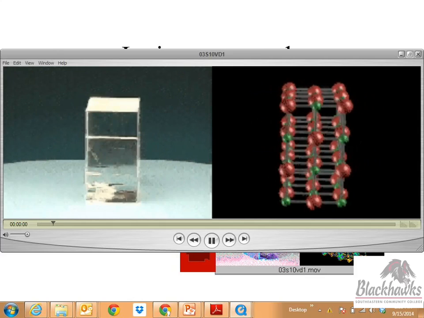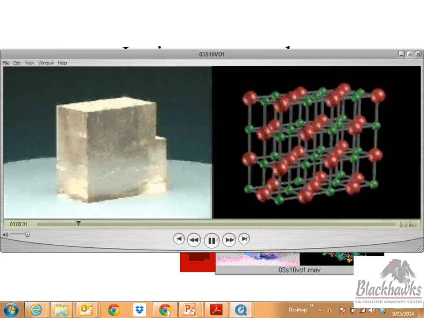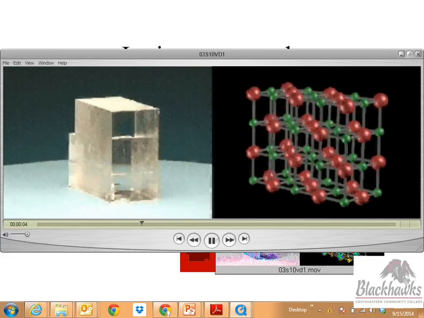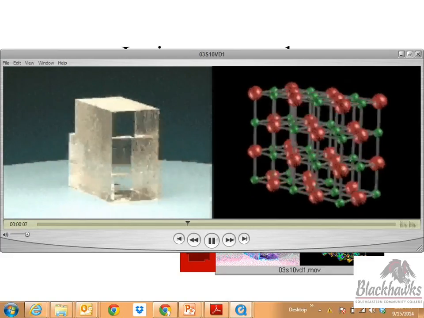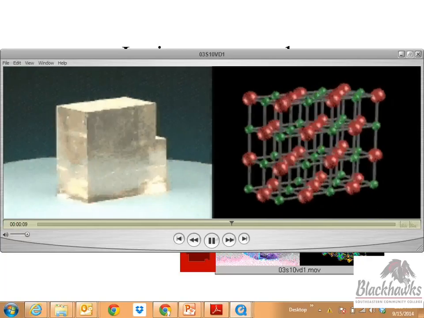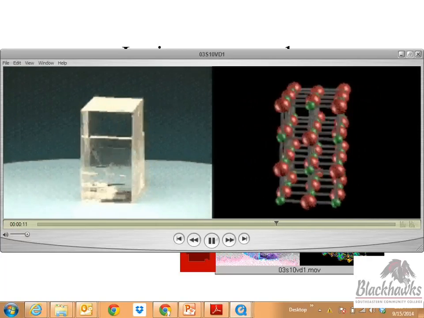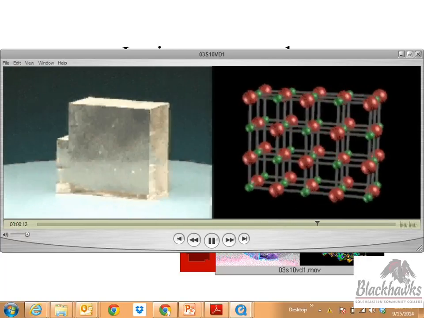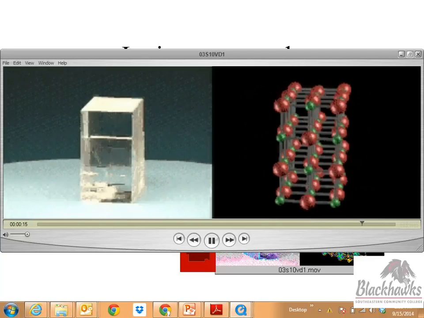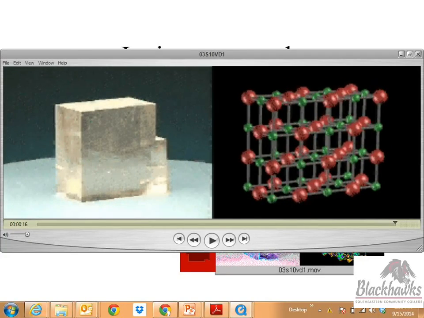A crystal of potassium bromide has a distinctive shape with perpendicular edges. This shape directly reflects the arrangement of the ions in the crystal lattice. The compound is composed of alternating potassium ions and bromide ions. Your solid state crystalline lattice structures.